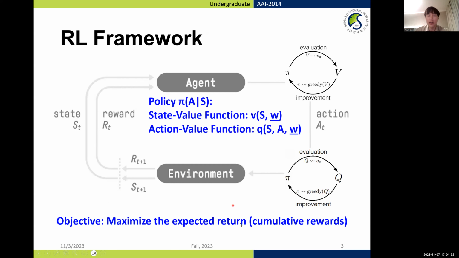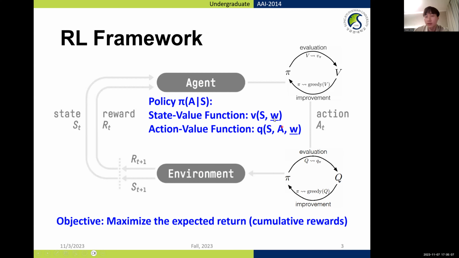First of all, we are using this RL framework to explain what we are doing. Basically, we have the agent and the environment. The agent has a policy, pi of s. You give a state, then it will generate an action, which is called policy pi. Then we usually have two functions: the state value function and the action value function, represented by v(s) and q(s,a).